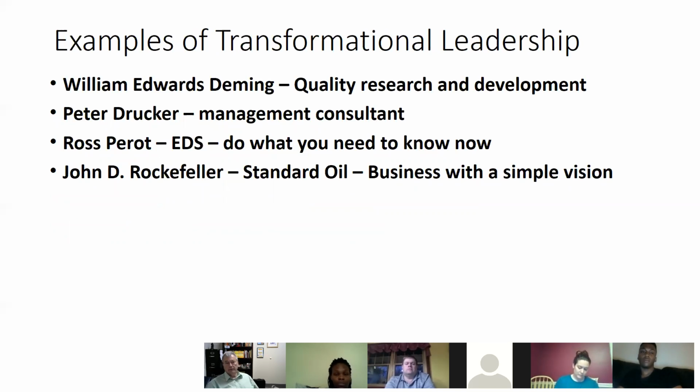So here are some great national examples of people who are considered transformational leaders. You have probably all heard of Ed Deming. He is the one who did all the quality research. Peter Drucker, he's one of those great speakers. Ross Perot, he ran for president at one time, but he also developed this great data company out of Texas, and of course John Rockefeller. So those are some of the national examples of transformational leadership. So let me stop at this point to ask you, have any of you ever worked for anybody like this?